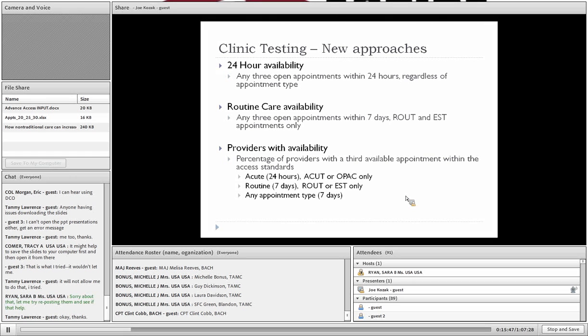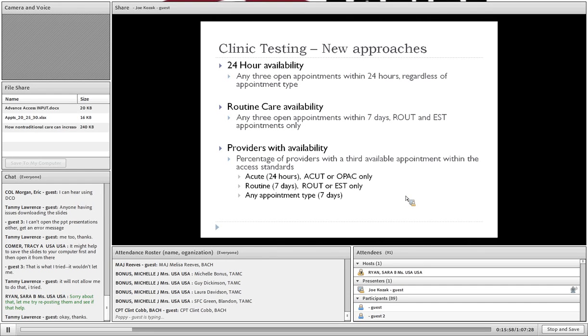So that is still up in the decision point for the SWIG, which is supposed to be meeting on this very soon. Then the routine care availability, we were looking at, are any 3 open appointments within the 7-day routine and established? Remember I said originally we did not accept this metric simply because it didn't give an average days to next, so we couldn't tell whether we were meeting the Title 32 requirement. Under the new way it's displayed, it does. And I'll be showing you that here in a little bit.